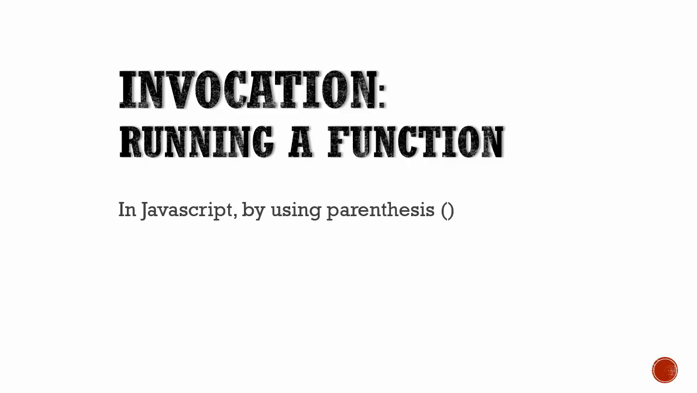In JavaScript, we do that by using parentheses. You put the name of the function and then put parentheses. When you did that, you invoked the function. You told the JavaScript engine to run it. So now let's talk about what happens when you invoke a function in JavaScript. To do that, let's look at a simple example.